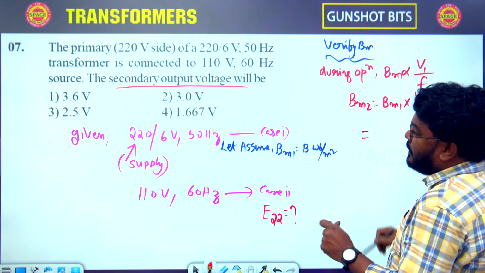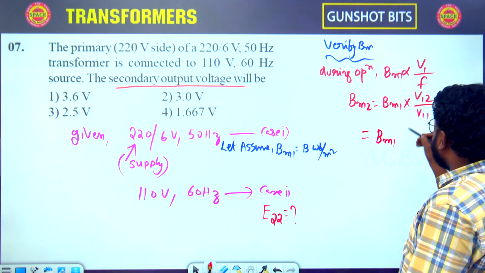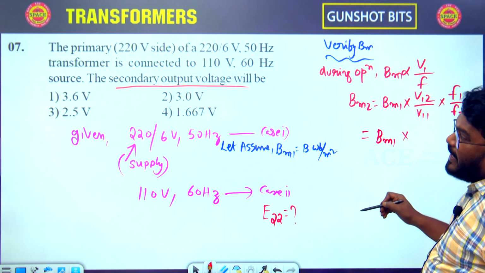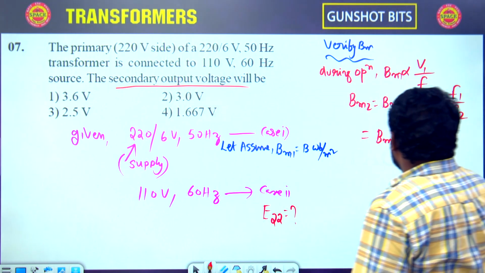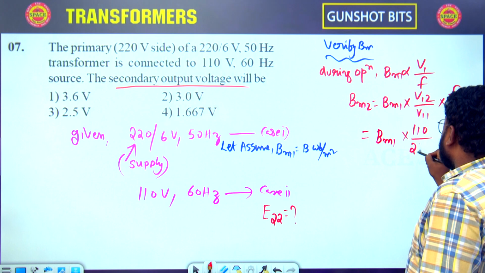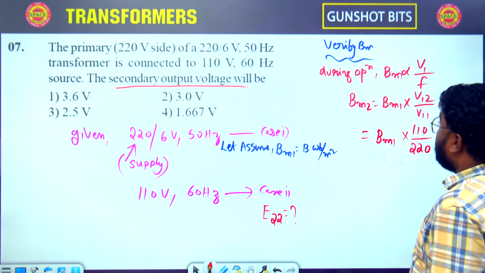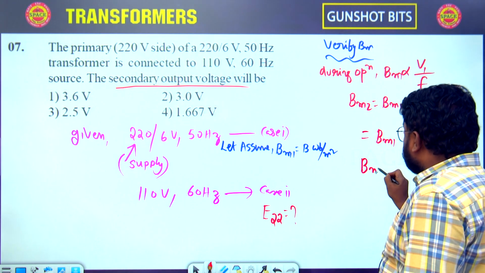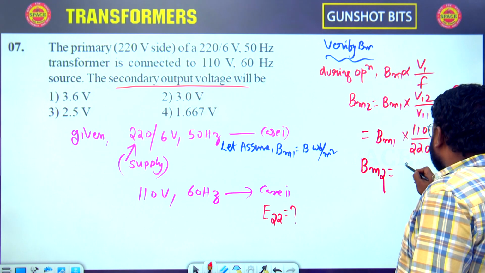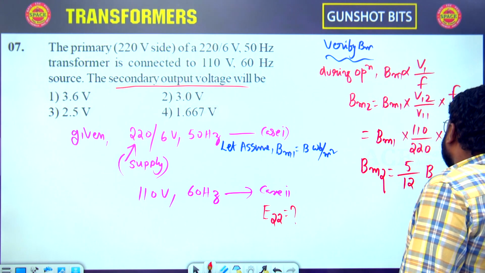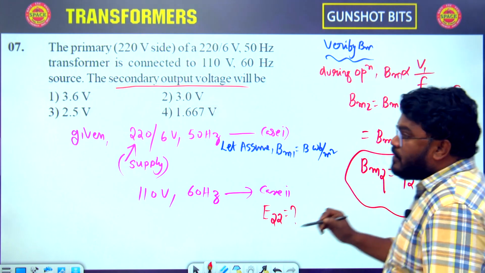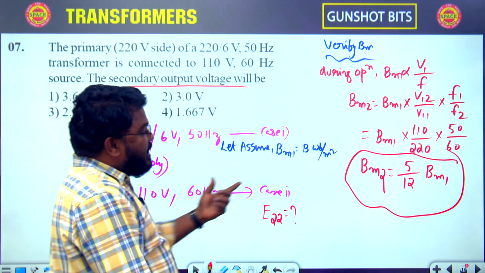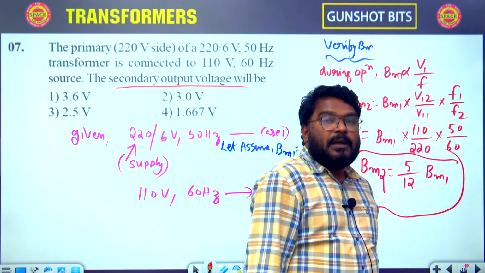The B maximum 1 is the flux density of the transformer in case 1, and V12 is the applied voltage in case 2, which is equal to 110. Case 1 is 220, and the frequency F1 is 50 Hz, F2 is equal to 60 Hz. By solving this, B maximum 2 is equal to pi by 12 times B maximum 1.